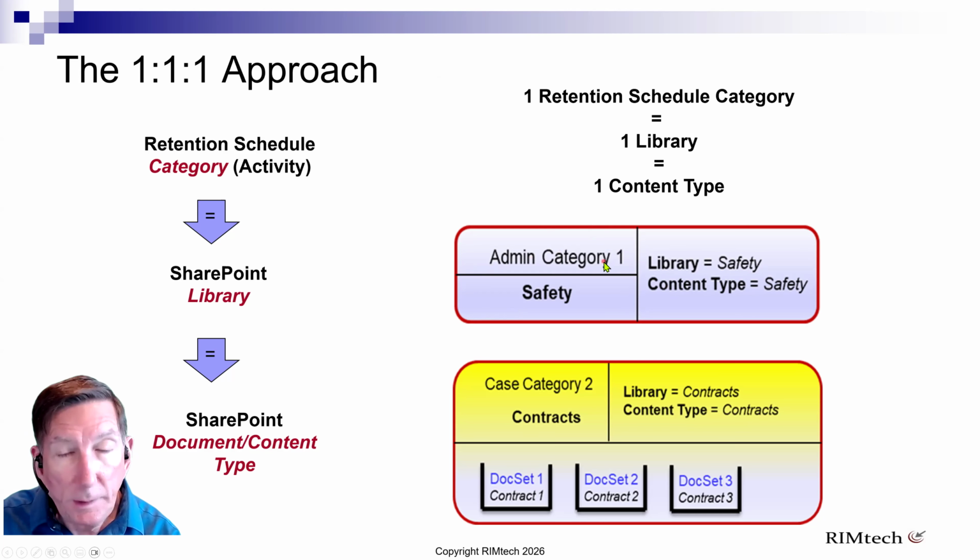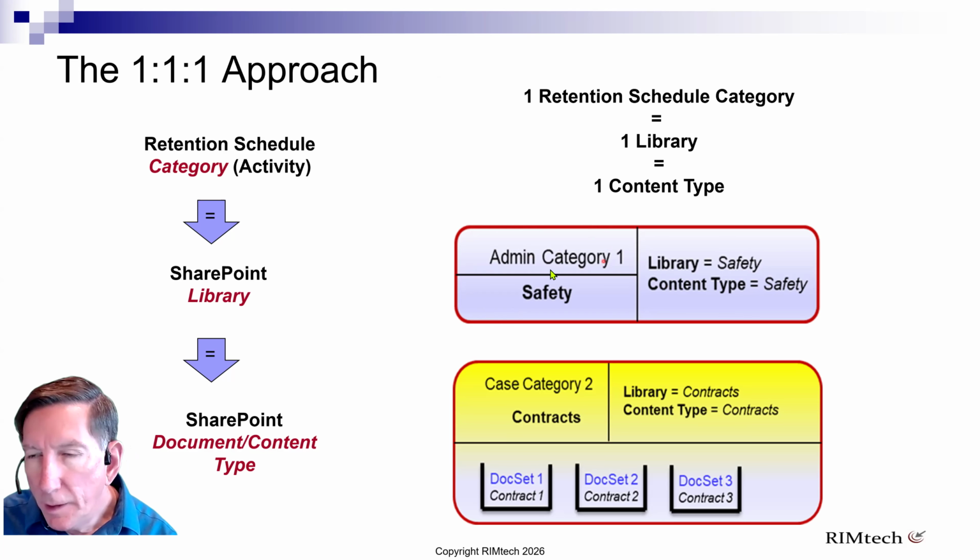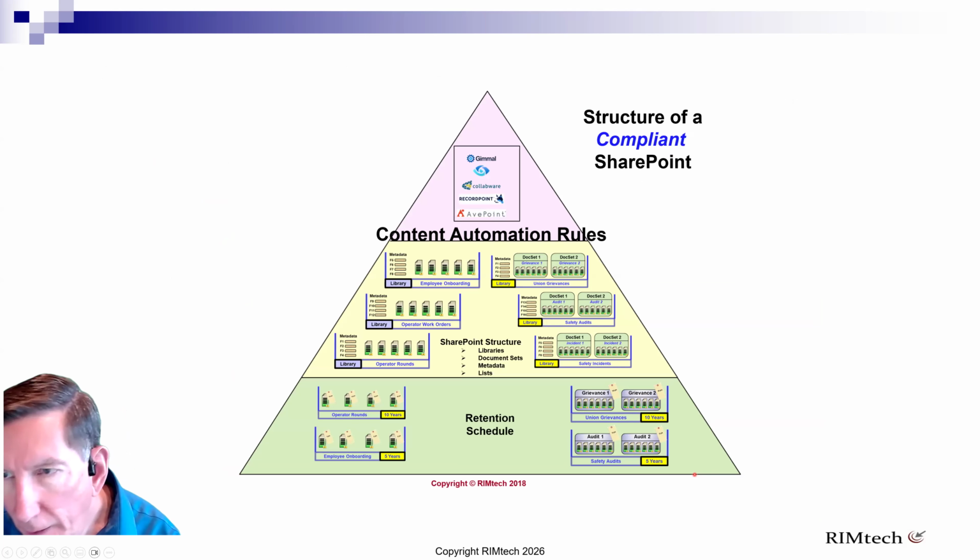is that we have an administrative category, i.e. not a case category, and the name of it is safety. So the library in SharePoint will be called safety, and the content type within that library will be called safety. Very simple. But we have a case category called contracts, where every contract is a case. The records for each case have to be separated from each other. So the library will be called contracts, the content type is contracts, but this library is subdivided into containers. Each container within that library designates a case, a set of related records with its own unique event end date, okay?